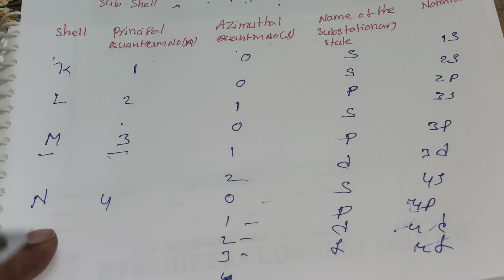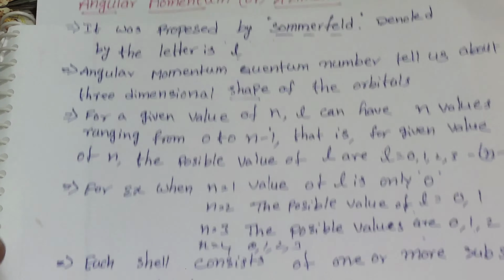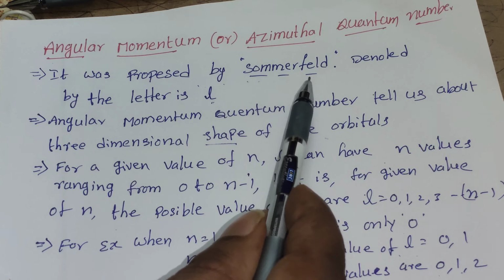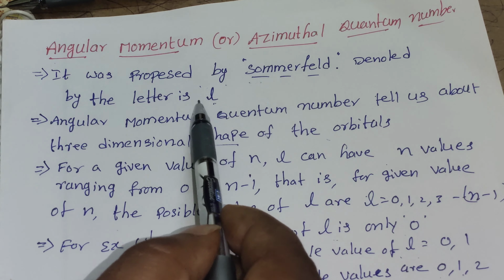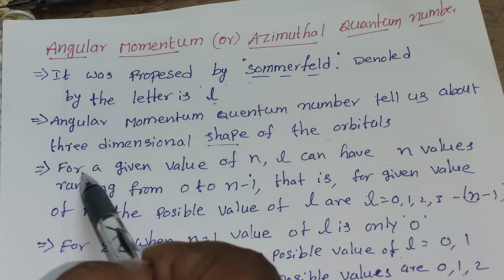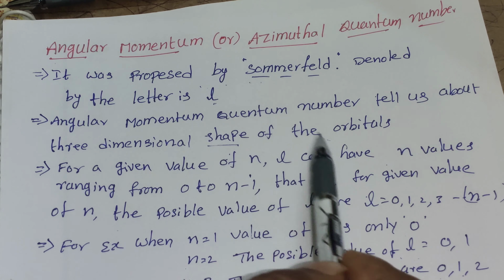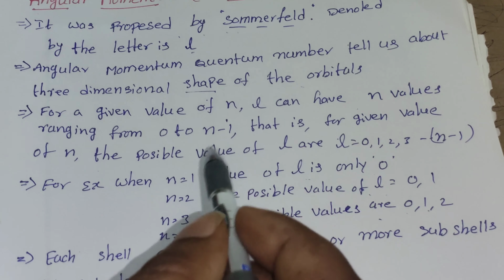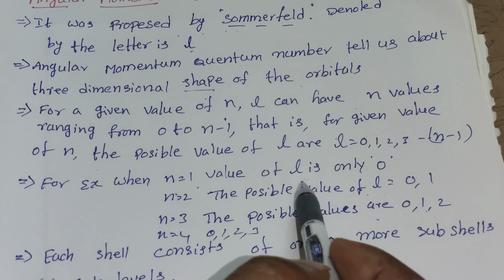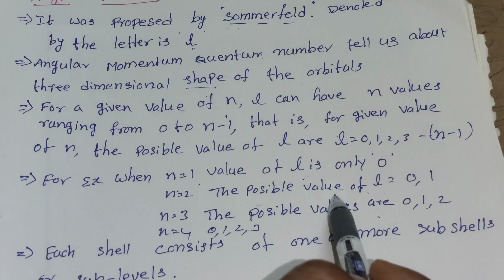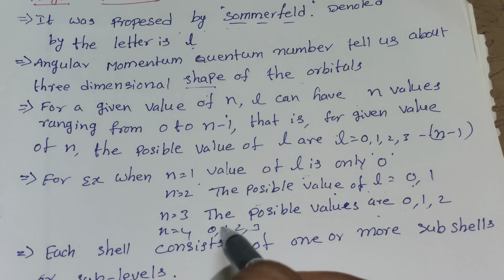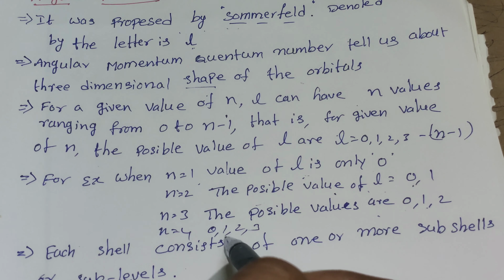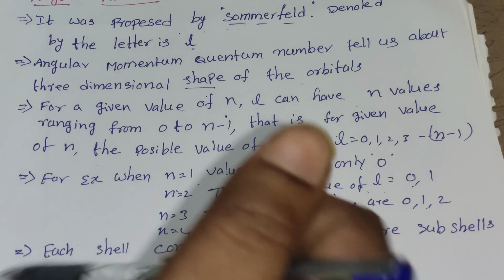Okay students, this is about the angular momentum quantum number. Once again I am repeating, the angular momentum quantum number was proposed by the scientist Sommerfeld and is denoted by the letter L. The angular momentum quantum number mainly gives the three-dimensional shape of orbitals. Its value depends upon the principal quantum number. For n equal to 1, the possible value of L is 0; for n equal to 2, the possible values are 0 or 1; for n equal to 3, the possible values are 0, 1, 2; and for n equal to 4, the possible values are 0, 1, 2, 3 and so on.